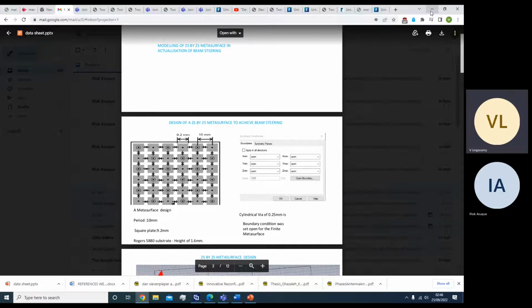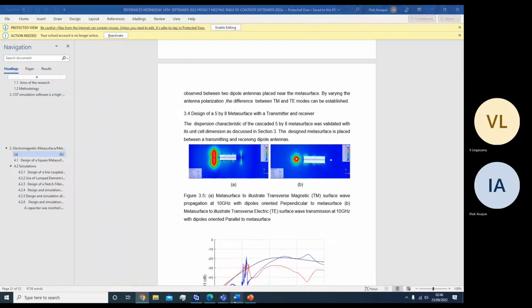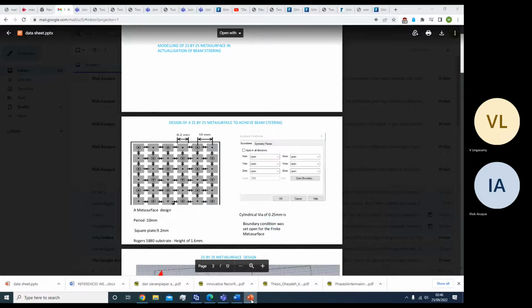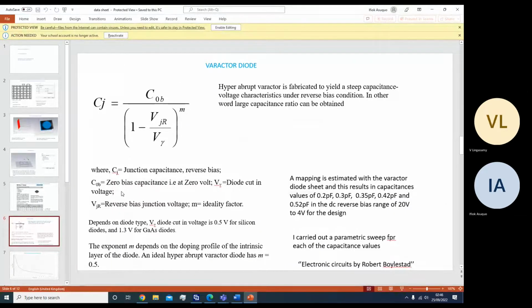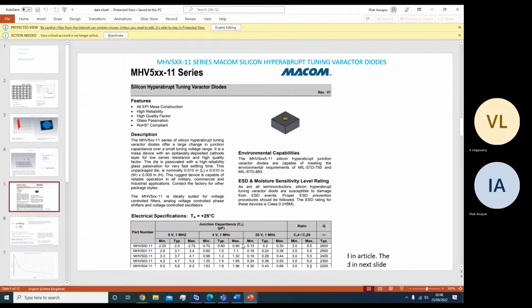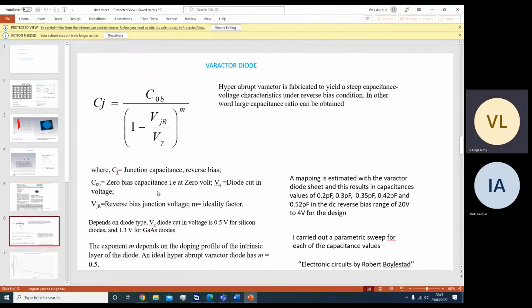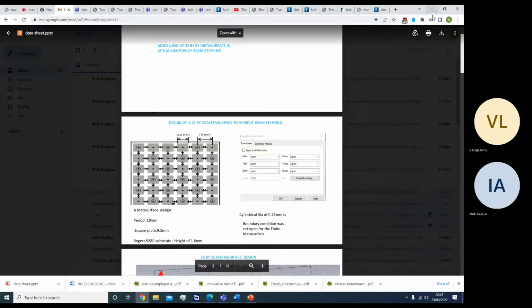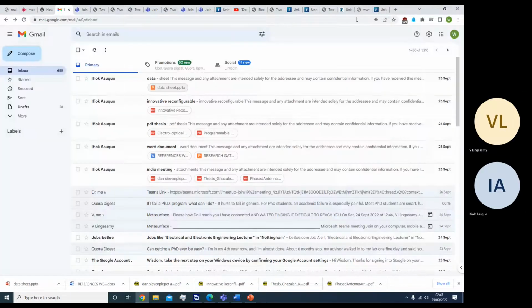Do you understand VJR? This is VJR, the reverse bias junction voltage. So you put it into MATLAB. You have a range, so you take the data sheet, take your values and design. Do you understand? I'm happy at least I can show you something today.